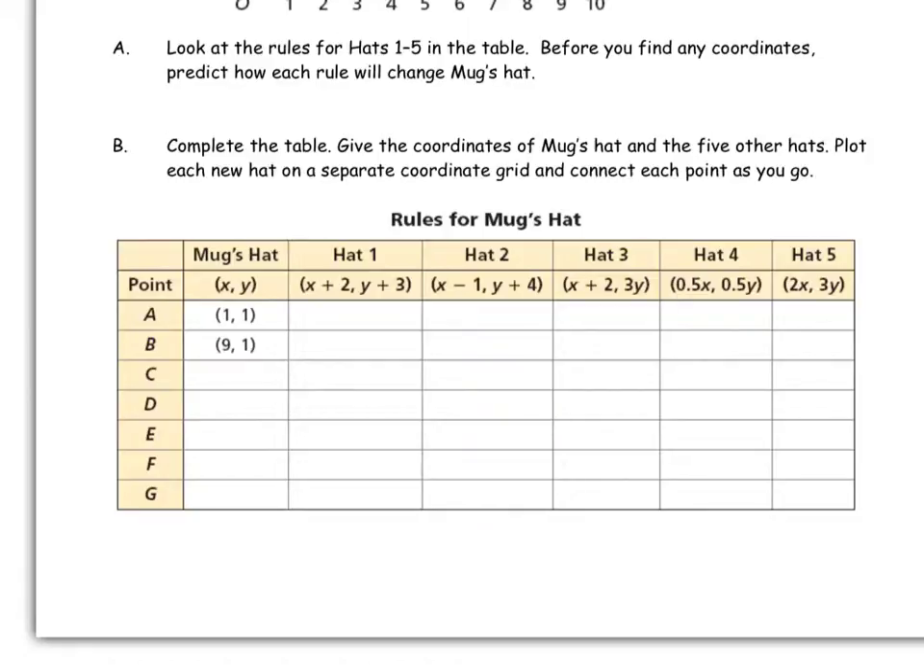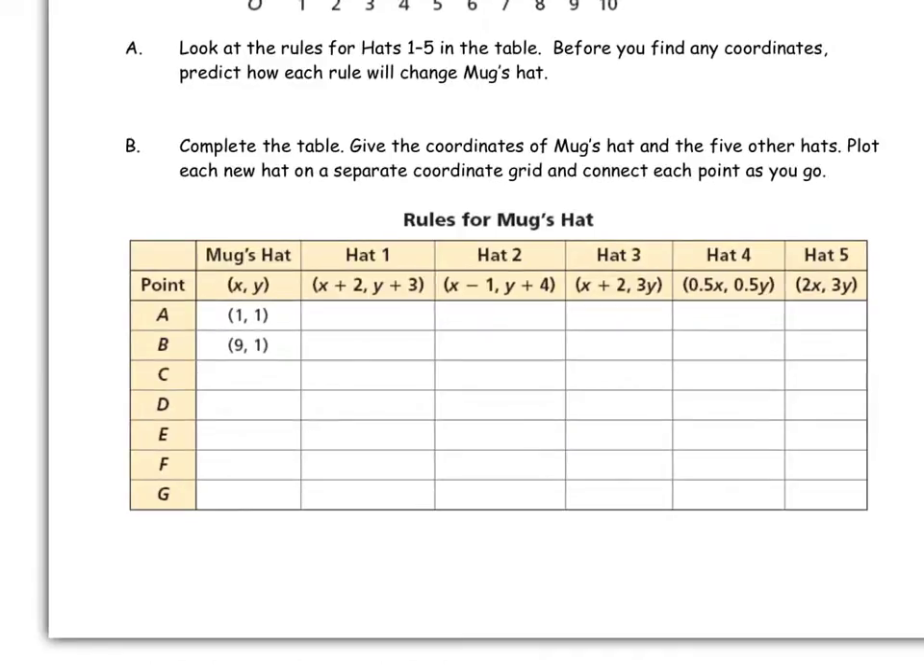Okay, B tells us to complete the table, give the coordinates of Mug's hat and the 5 other hats. Plot each new hat on a separate coordinate grid and connect each point as you go. So we're going to fill in the coordinates for Mug's hat, hat 1, hat 2, hat 3, hat 4, and hat 5, right? But we're supposed to connect each point as we go. So I'm just going to do the first part for you.